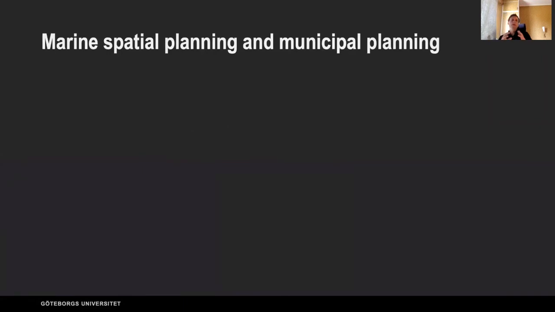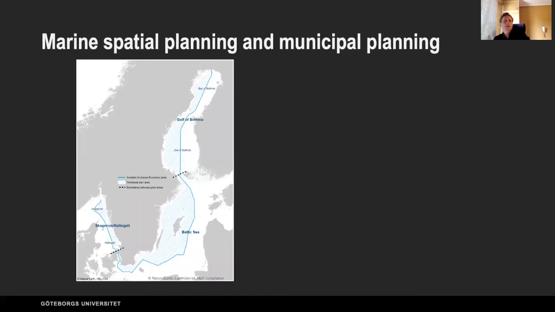So I'll just try to visualize the different scales and the differences between national and municipal planning. The national marine spatial planning covers the entire Swedish marine areas, excluding coastal waters. The aim is to approach marine management from a holistic perspective with the ecosystem approach as an important planning tool. And as you can see, there are three planning areas, the Gulf of Bothnia, the Baltic Sea and the Skagerrak-Kattegat area. So these are quite large areas.